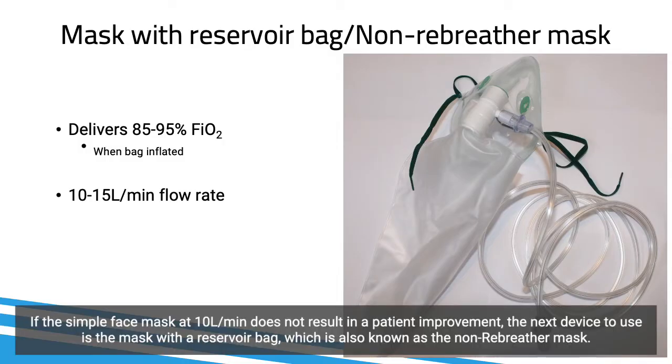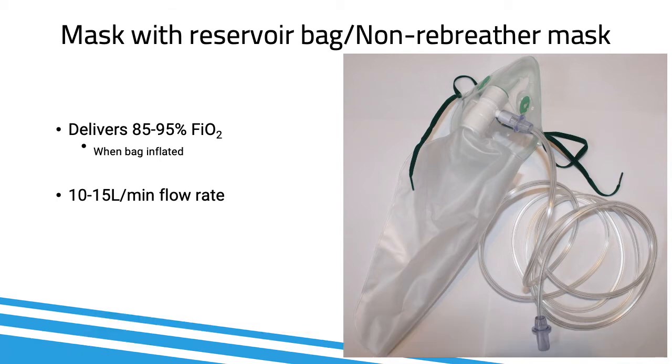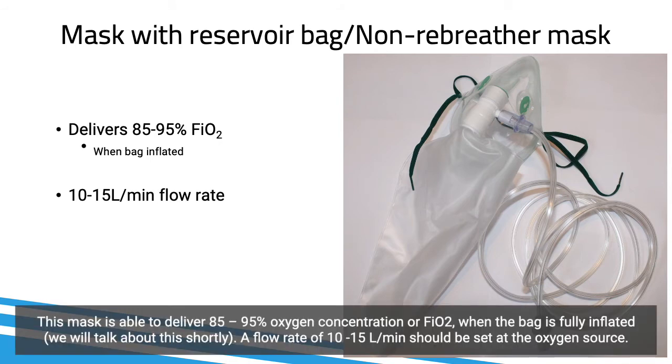So if the simple face mask set at 10 liters per minute does not result in a patient improvement, the next device to use is the mask with a reservoir bag, which is also known as the Non-Rebreather Mask. This mask is able to deliver 85 to 95% oxygen concentration or FiO2 when the bag is inflated. We will talk about this shortly. A flow rate of 10 to 15 liters per minute should be set at the oxygen source.